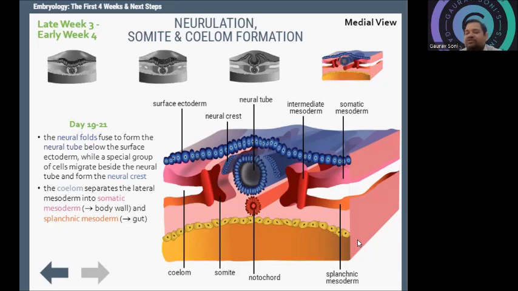Neurulation simply means formation of the neural tube, and this diagram is very necessary. You can recall from here, the coelom is going to form, notochord, neural tube, neural folds are present, then surface ectoderm is present, intermediate mesoderm and paraxial mesoderm are present, somatic mesoderm is present, splanchnic mesoderm is present, and it is separated by a coelom. So next we are going to learn about week 4 in the next lecture.